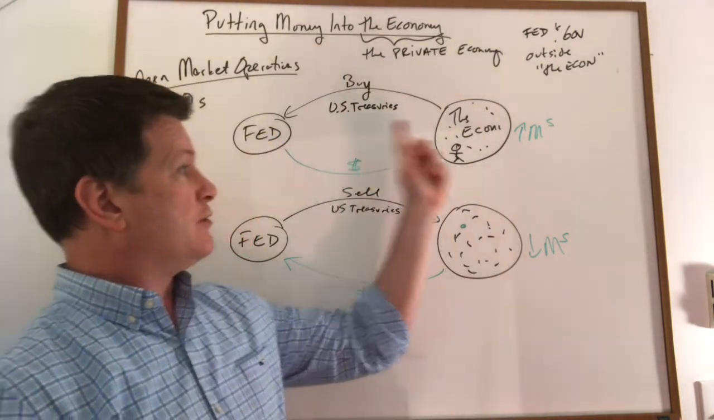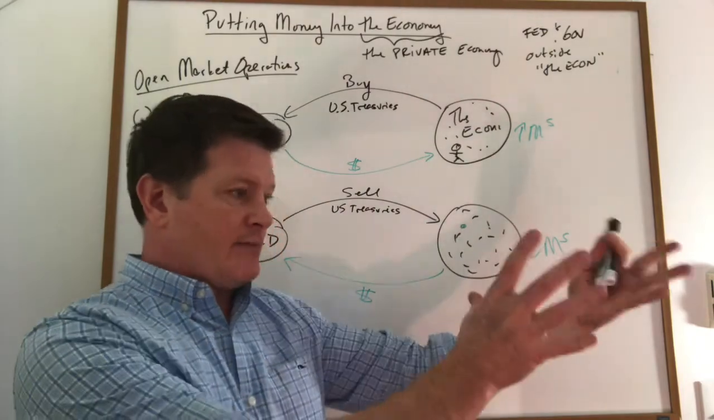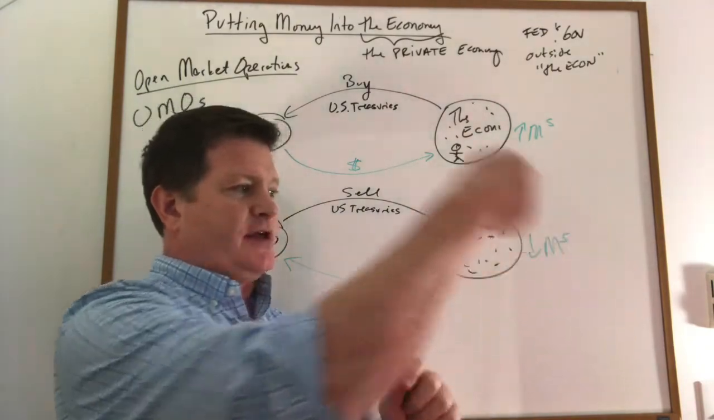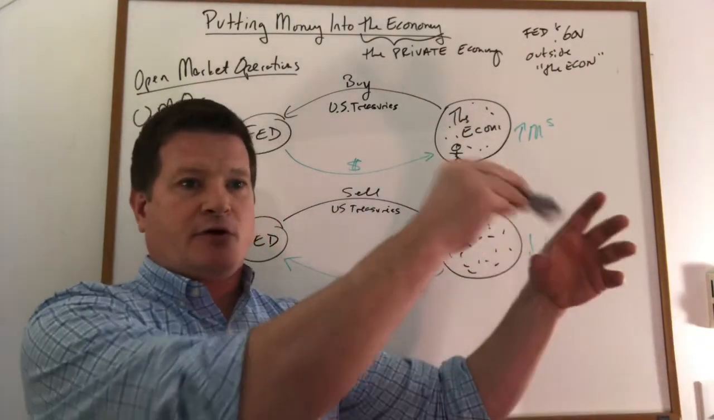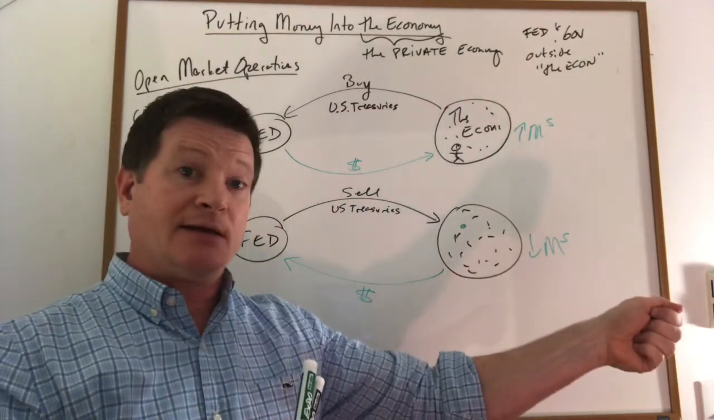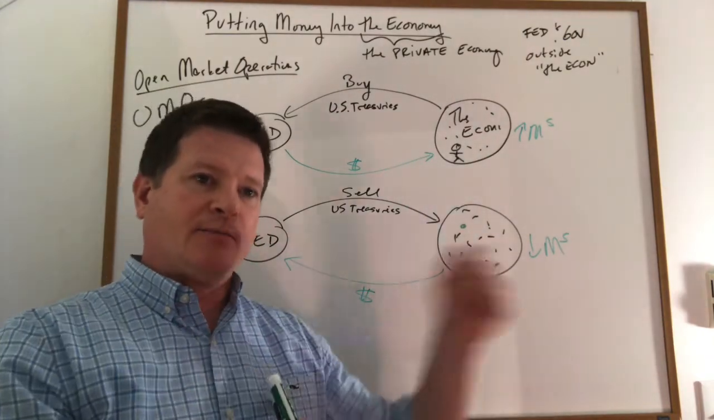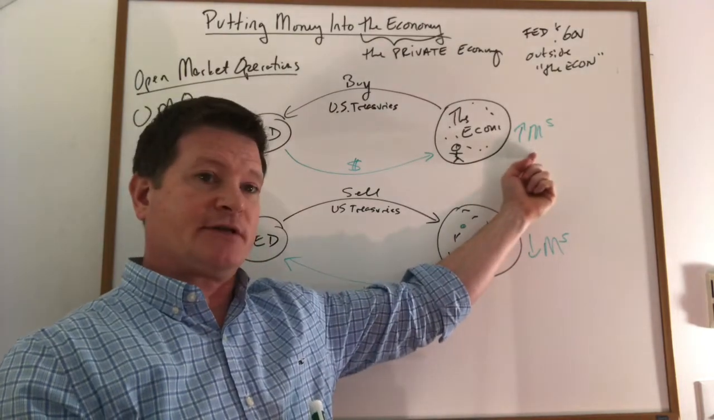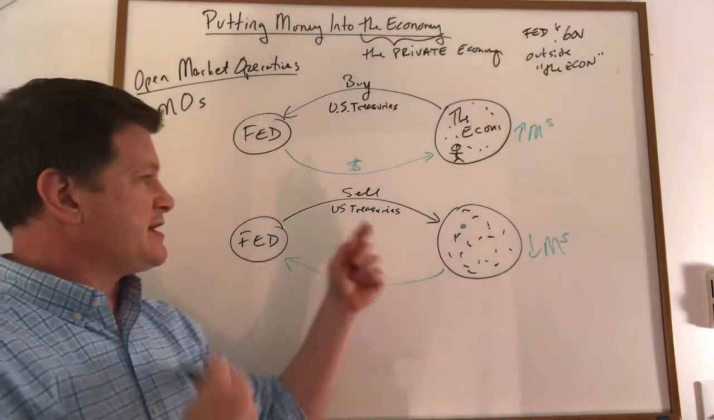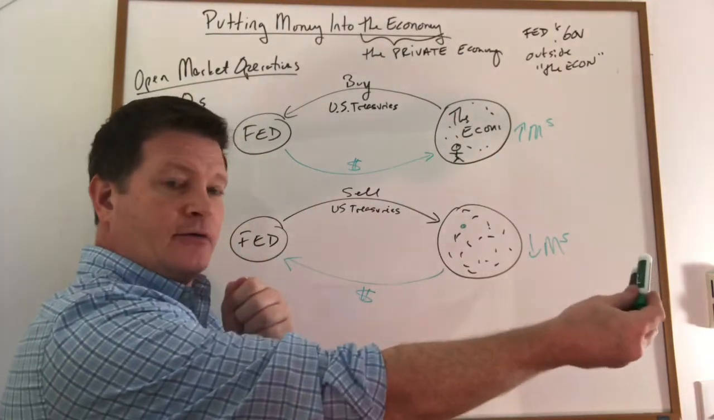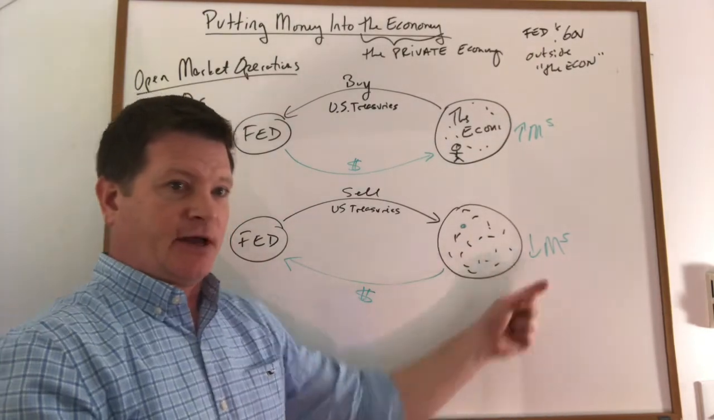So again, in order to increase the money supply, imagine the economy. I have to take something out. I have to buy these two markers from the economy and put money in. So I buy a bond and put money in, and this increases the money supply. Or I sell the markers and take money out, and that decreases the money supply.